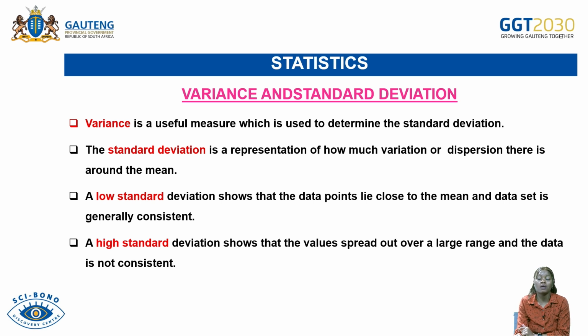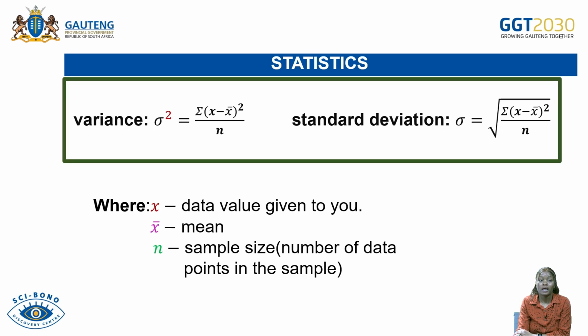If you have a low standard deviation, that shows that the data points lie close to the mean and the data set is generally consistent. And if it's a high standard deviation, it shows that the values spread out over a large range and the data is not consistent. Okay, so we have two formulas.